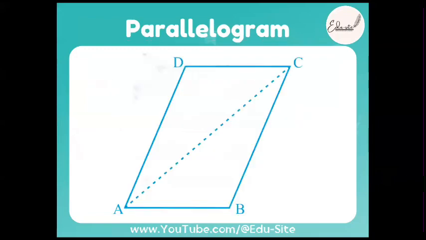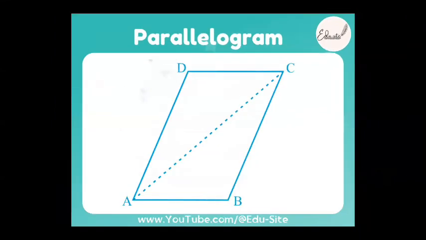Now tell me which sides are parallel to each other. AB and DC. Yes, excellent. AB and DC are parallel to each other. And what more are parallel, beta? AD and BC. AD and BC are parallel to each other.